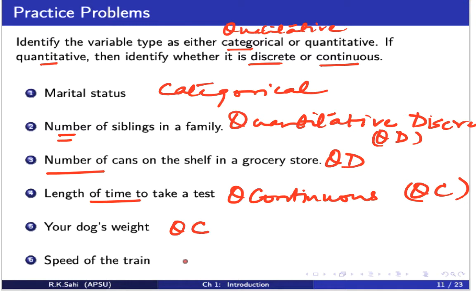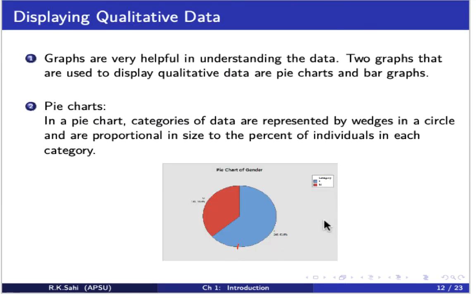Speed of the train. Now, remember, when we are driving, we're not going to have a constant speed. It's going to vary from minute to minute, or second to second. So the speed of the train is the same scenario. It is quantitative, continuous. So now we have learned about what data is, kinds of data, quantitative and qualitative. And now we're going to look at how we can display that qualitative data.